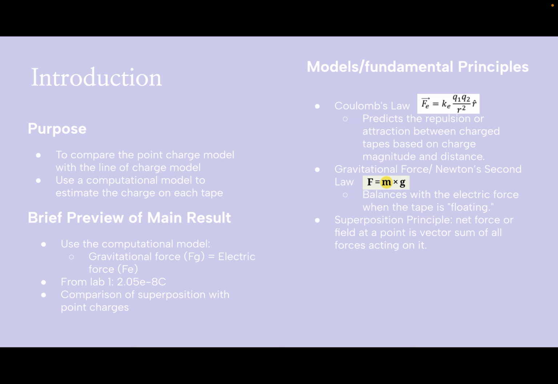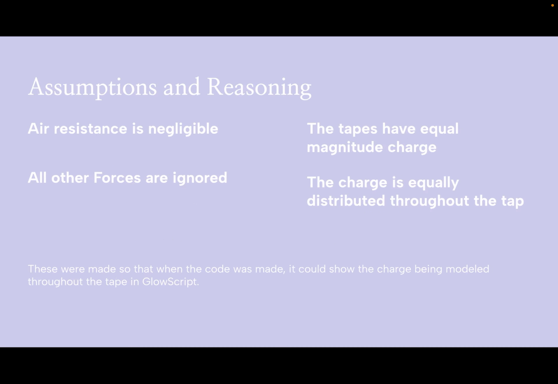A brief preview of the main result. For the computational model, we set the gravitational force equal to the electric force, and from lab 1 we had that the overall charge was 2.05 times 10 to the negative 8 coulombs. This helped us compare superposition versus point charges.